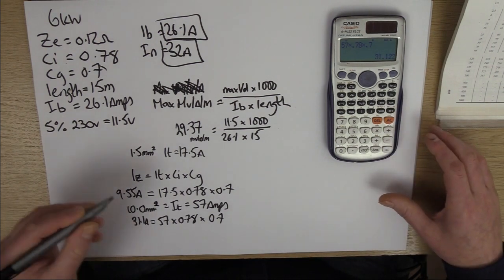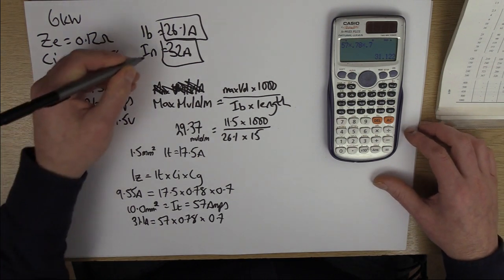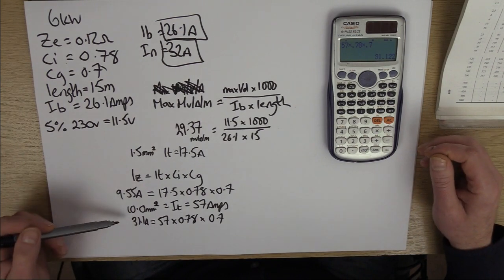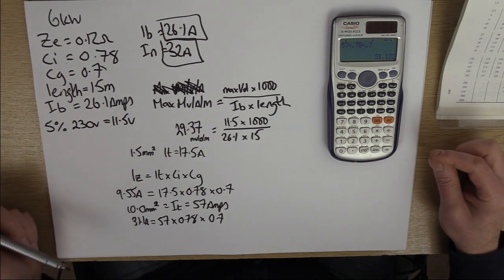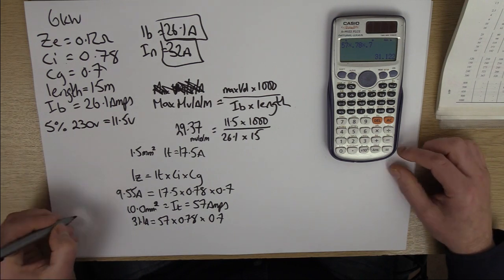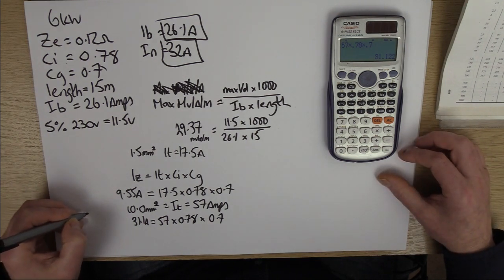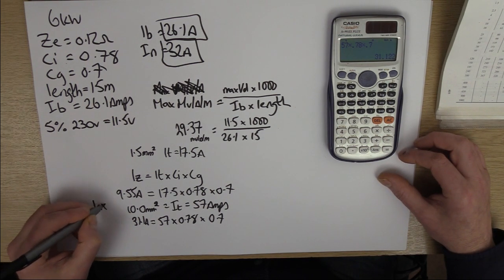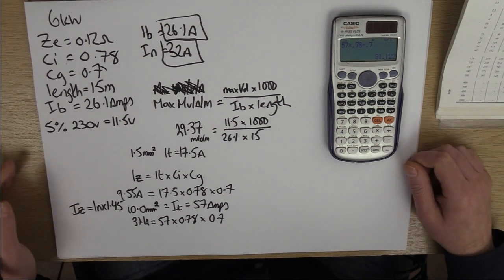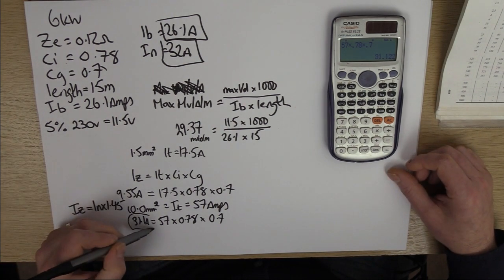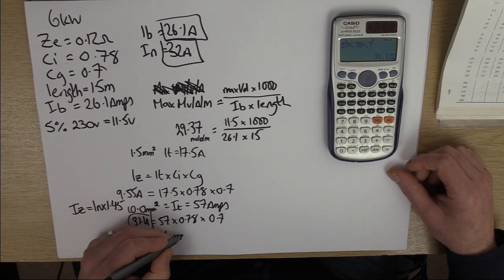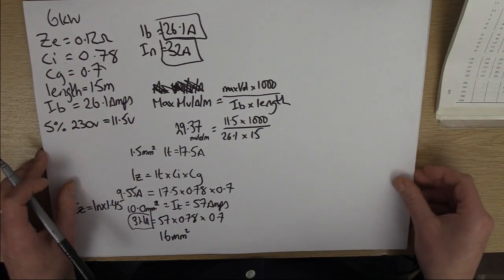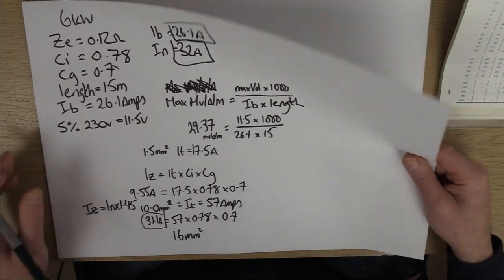31.1. So it's still not the same, because our IZ is less than our IN, and it has to be the other way round. IZ must be the same or more than IN. If it was overload, we said that IZ would have to be IN times 1.45, but we don't have to worry about it in this case. Again, we got there pretty quick the first way. There we go. That's the method 2 sorted.